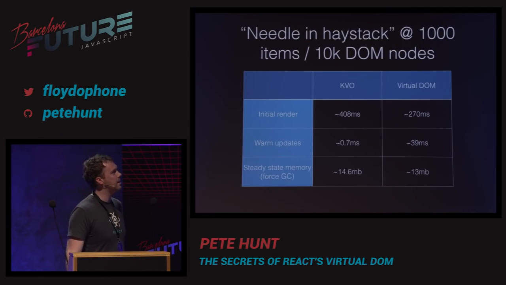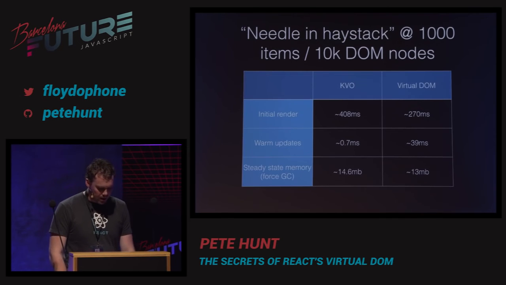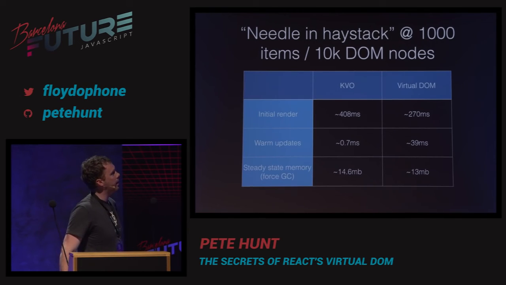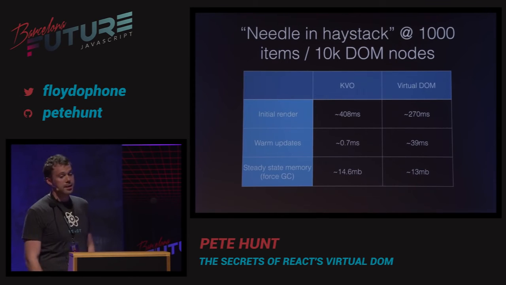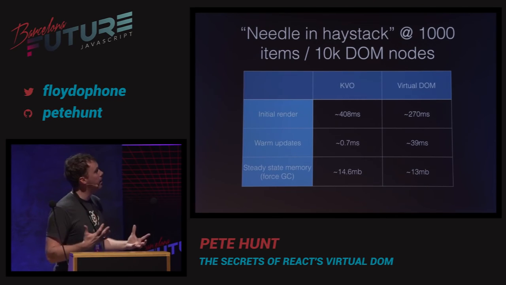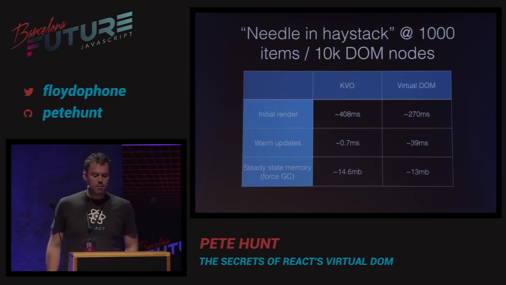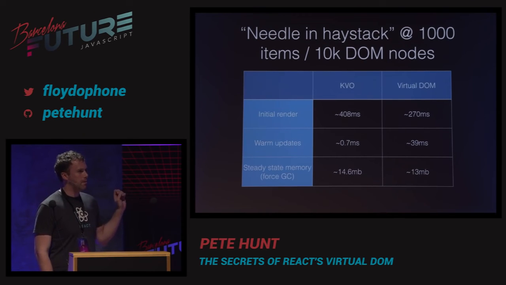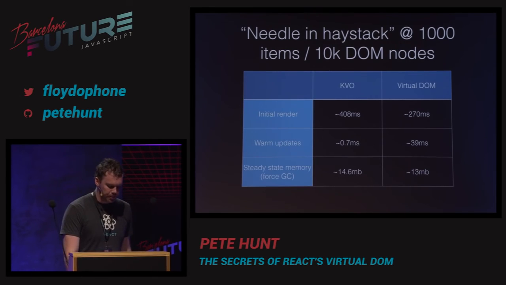So we're going to render 1,000 data items and then render an additional 10,000 DOM nodes. So you'll see here that the virtual DOM actually does OK in terms of initial render and steady-state memory. But just as you would kind of intuit, the warm update is pretty slow relative to KVO. And this isn't just like, you know, textbook slow. This is way bigger than a frame. So it's actually noticeable by the user.